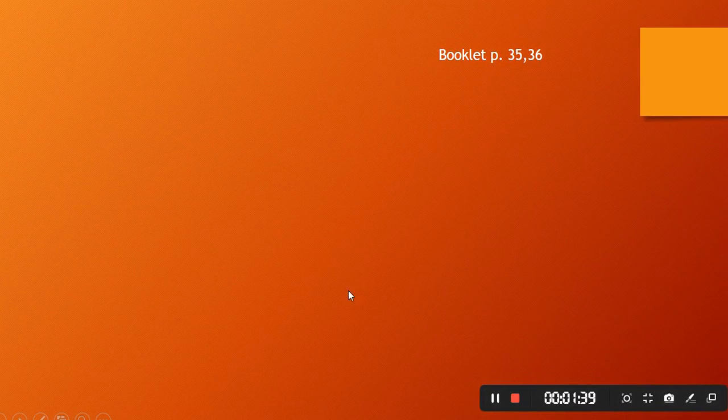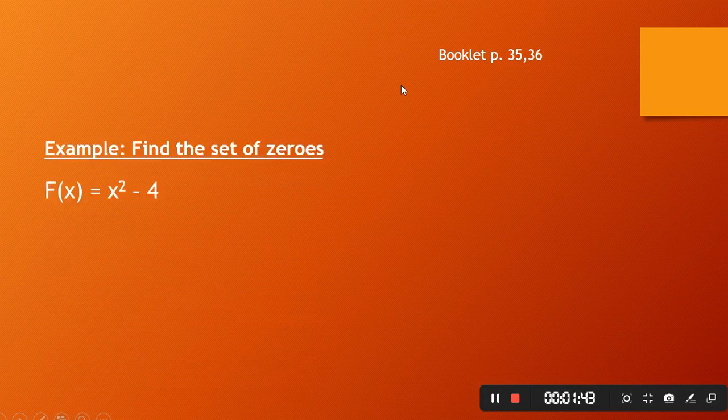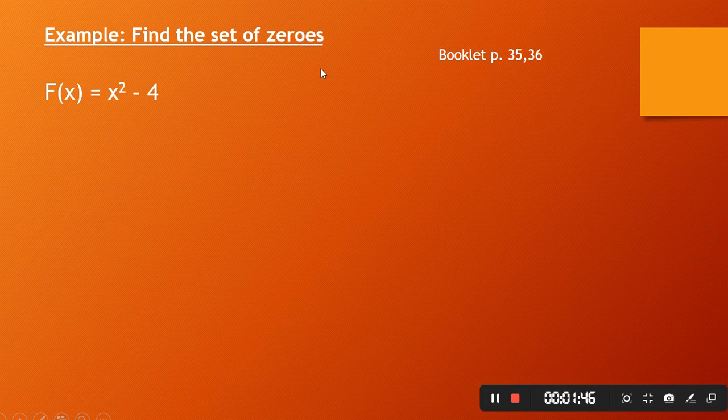Now, let's go to our booklet, page 35 and 36, and solve some exercises. Example: find the set of zeros of f of x equal x power 2 minus 4. As I told you, the set of zeros means the values of x that make the function equal 0. So, to find it, I have to put the function equal 0. My first step: put f of x equal 0. X power 2 minus 4 equals 0.